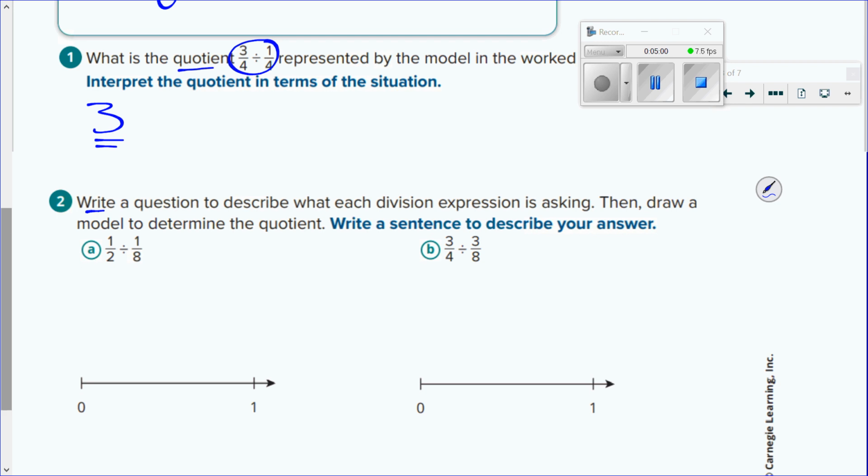So here, write a question to describe what each division expression is asking, then draw a model. So there's another task to determine the quotient, and write a sentence to describe your answer.